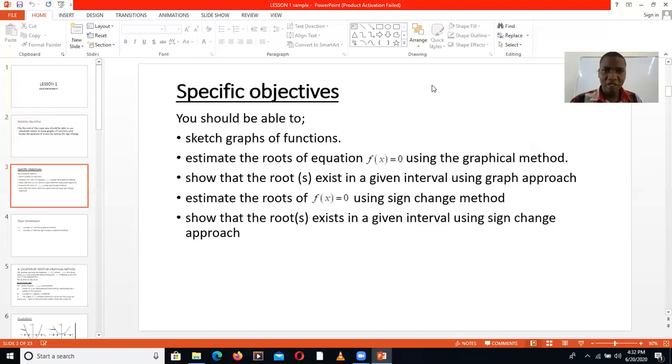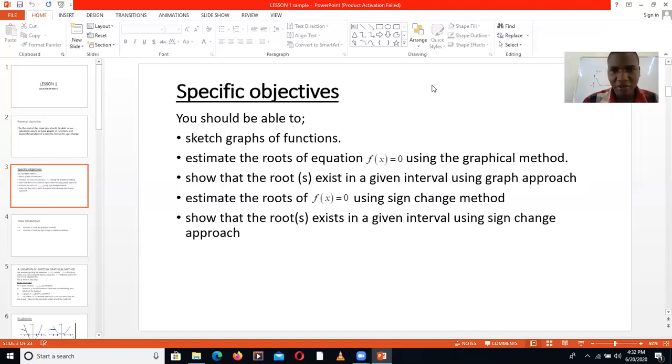Now, what are the specific objectives? One of them, you should know how to sketch graphs of a function. I think you did that in O-level. You sketched very many functions before. Then estimate the root of the equation f of x equals 0 using the graphical approach. Yes, I can draw a graph for a function. Let's say I have it like this. When the function crosses the x-axis at that point, we note that the root of this function is somewhere there. It lies almost at that point. So we're going to look at those details also.